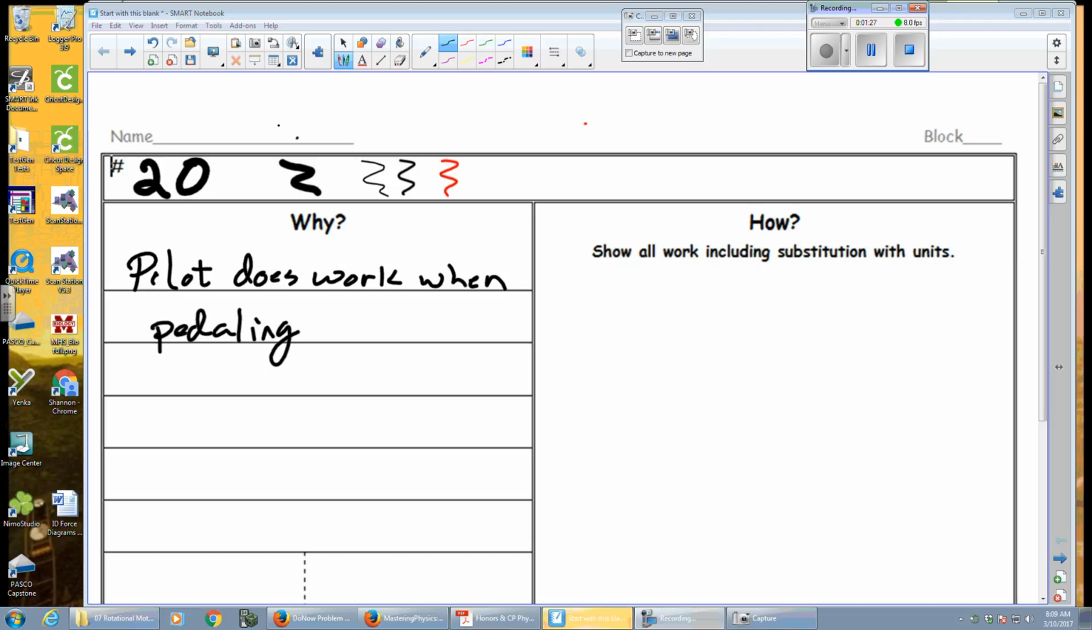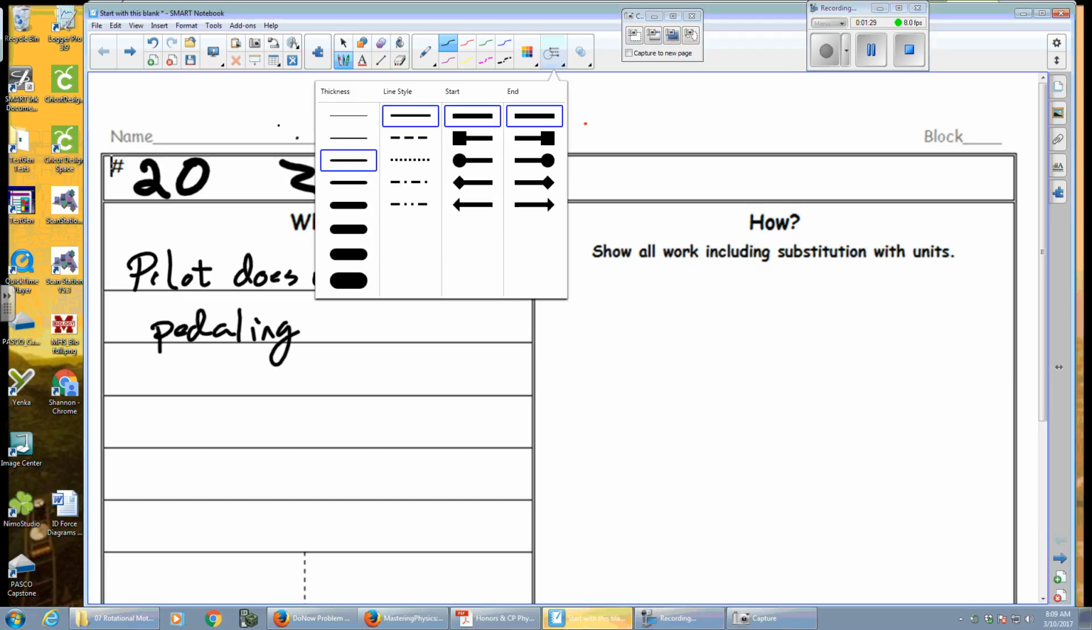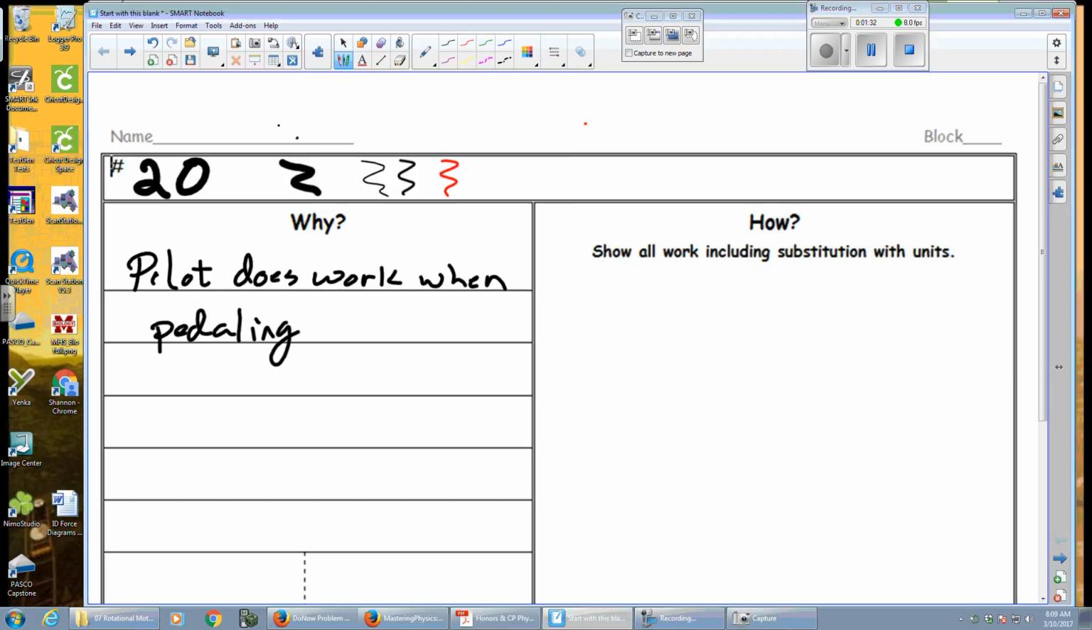Something like that. I think I need to make this a little bit thinner still. I would also put in there that power is the rate work is done. That's probably that and the pilot doing the work when they're pedaling are the two crucial ideas in this one.